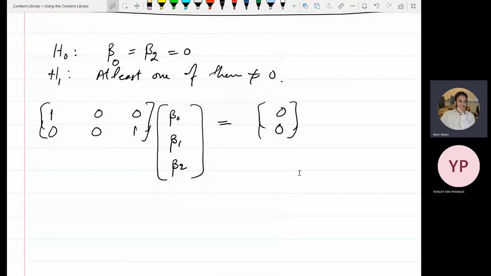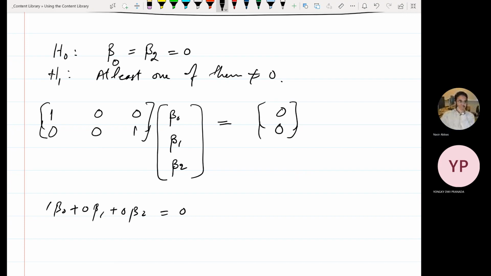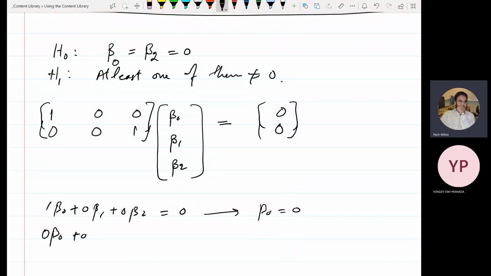0 0 1. The second condition, that beta 2 is 0. There are two conditions, beta naught is 0 and beta 2 is 0 in H naught. Look at H naught at the top. Second one here, beta 2 is 0. Multiply the matrices, you will get beta naught plus 0 times beta 1 plus 0 times beta 2 equals 0. This is the first line, which is equivalent to beta naught equals 0. And the second line is 0 times beta naught plus 0 times beta 1 plus 1 times beta 2 equals 0, which is equivalent to beta 2 equals 0.